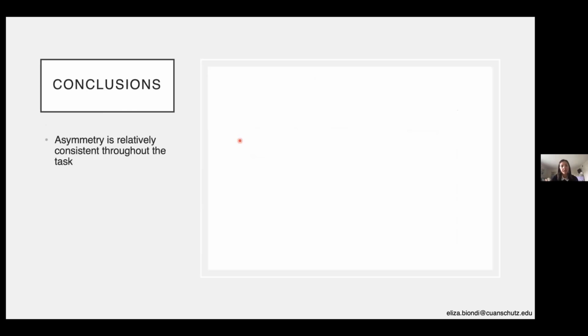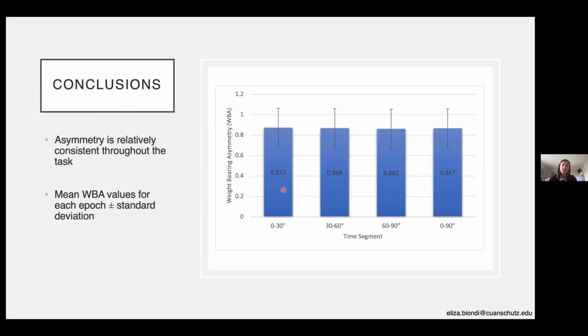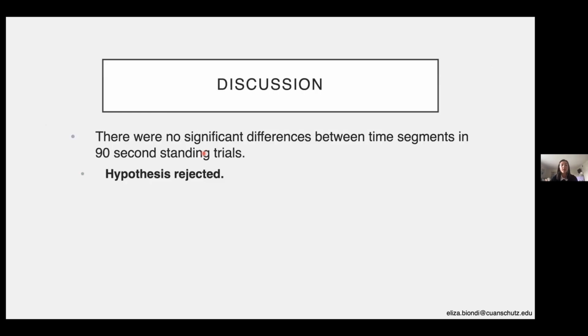So these lines are fairly consistent throughout the trial, even though this is just vertical ground reaction force. On this next slide, we can see these are mean values for weight-bearing asymmetry throughout each group. So 0 to 30 seconds, 30 to 60 seconds, 60 to 90 seconds, as well as the entire 90-second standing trial. They vary slightly from 0.86 to 0.873, but not enough to be significant. So in conclusion, there's no significant differences between time segments.